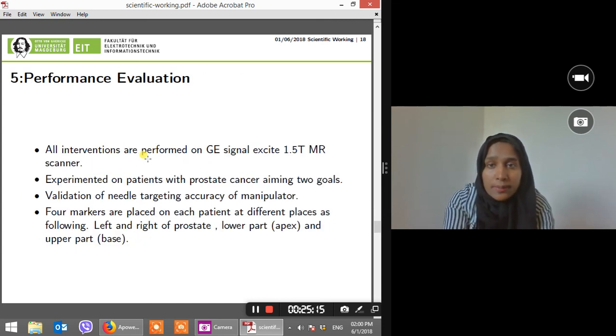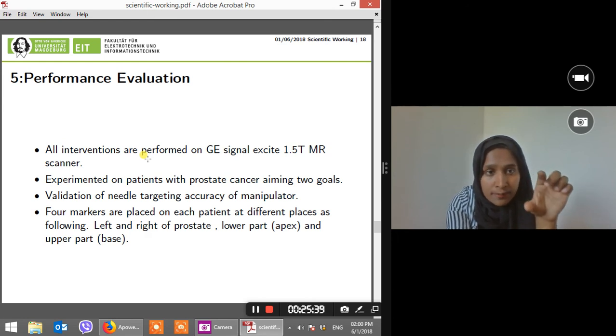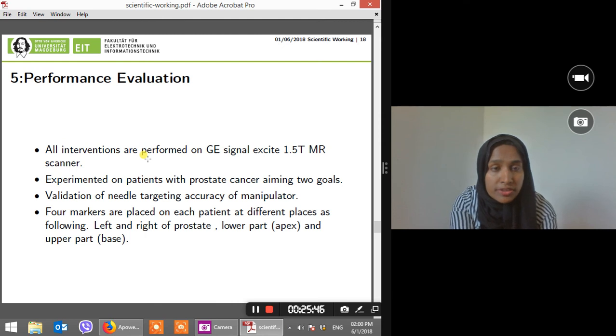Okay, coming to the performance evaluation. In our case, we performed everything with a GE Signa Excite 1.5T MR scanner. We used this device. The experiment was done on patients and had two goals. The first goal is validation of the needle targeting accuracy of the manipulator, that is, whether the needle is actually touching the target or not. And the second thing we did, 4 markers are placed on each patient, at different places.